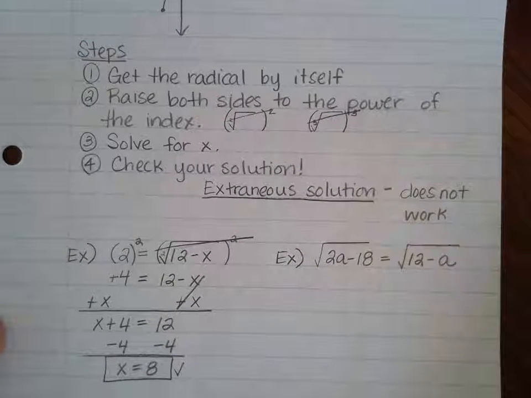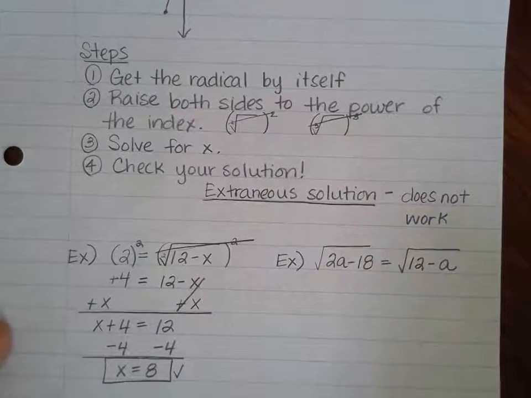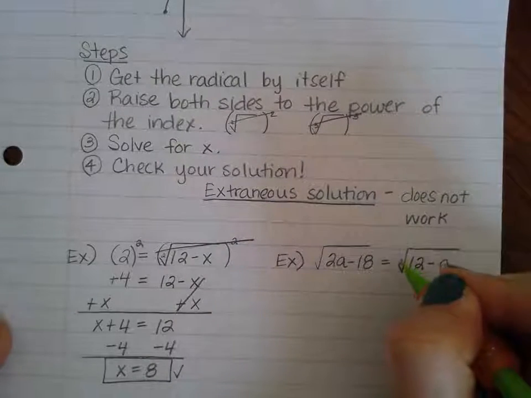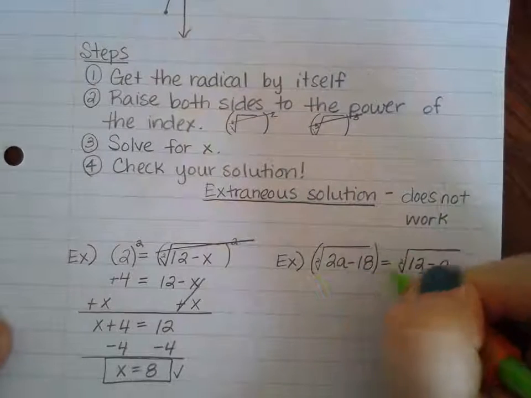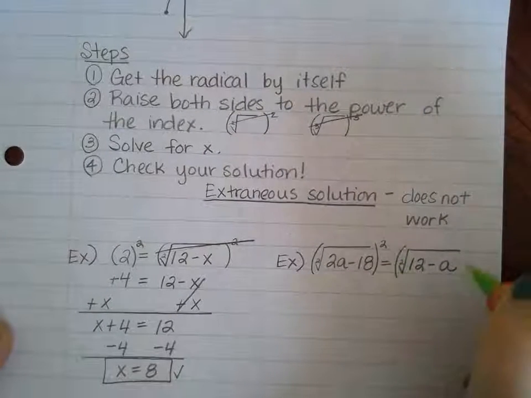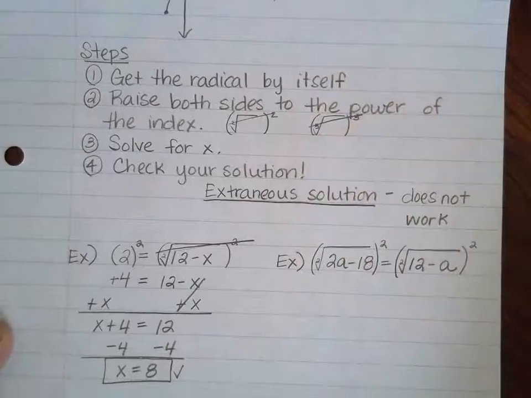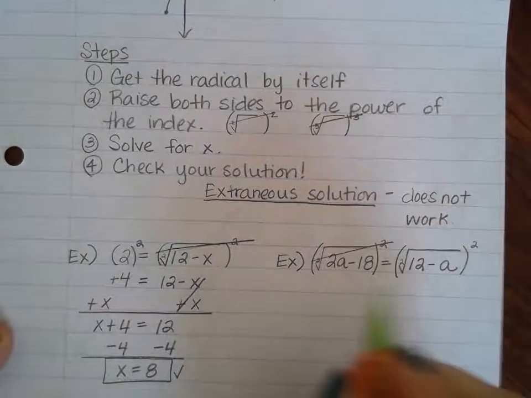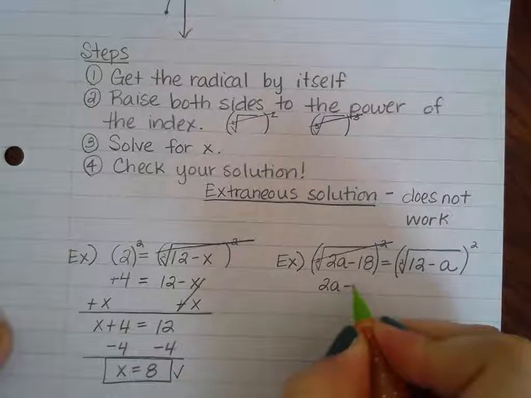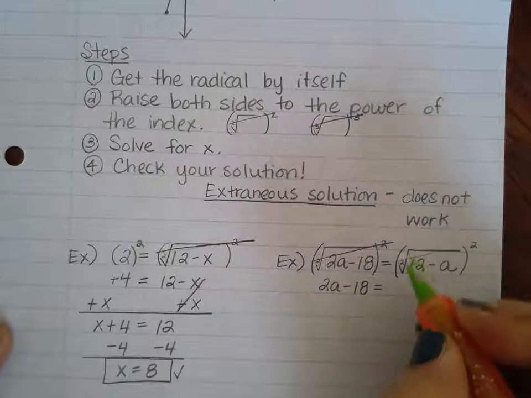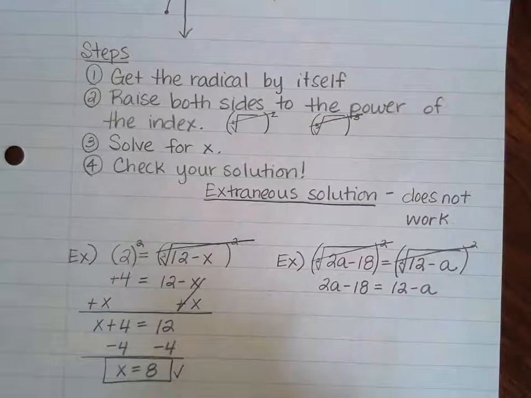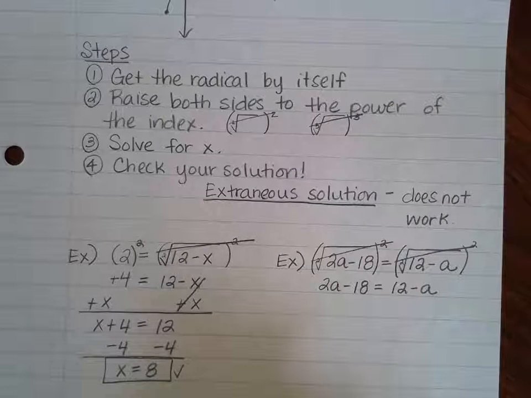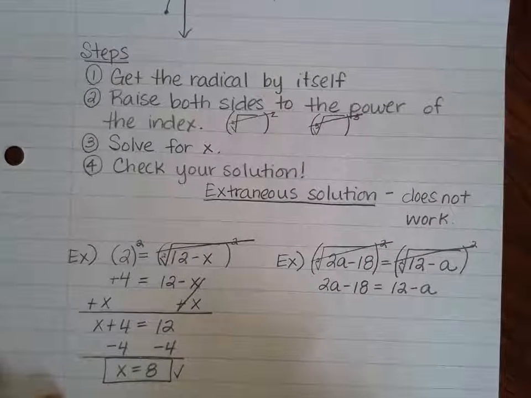You want to raise both sides to the power of the index. So this is a square root, so there's really just little 2's right here. So we're going to raise both sides to the second power. We're going to raise this side to the second power. And this cancels out. Bring down the 2a minus 18. Cancel this out. So this is 12 minus a. So now step 2 is done. We're now going to do step 3.